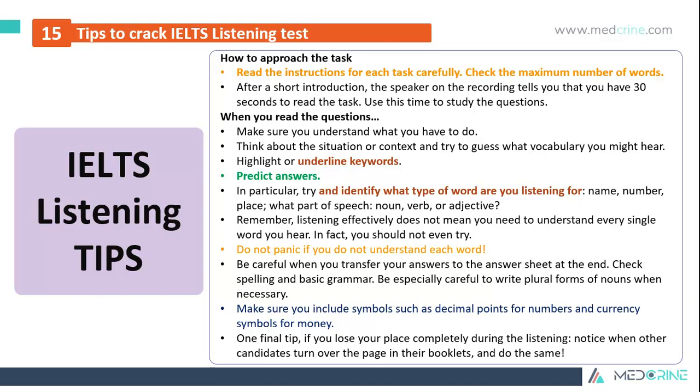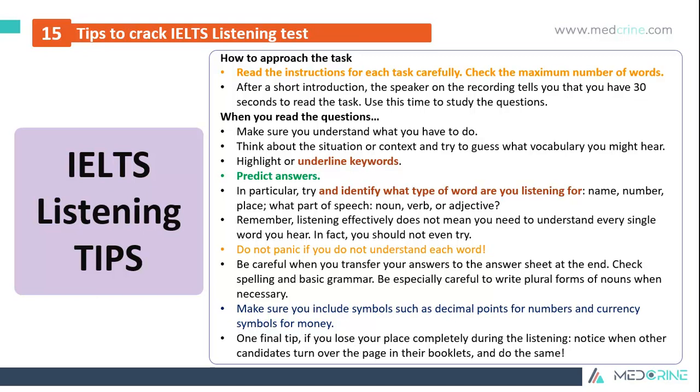the answers. Remember, listening effectively does not mean you need to understand every single word you hear. In fact, you should not even try to understand every word. Do not panic if you do not understand each word. Be careful when you transfer your answers to the answer sheet at the end, because you need to check for the spelling and basic grammar.